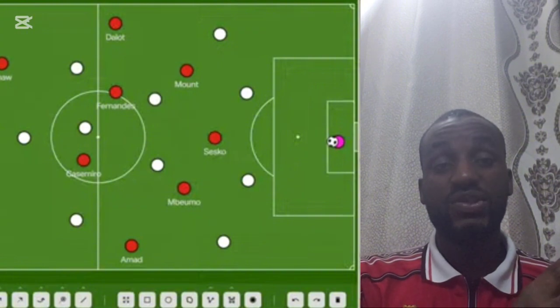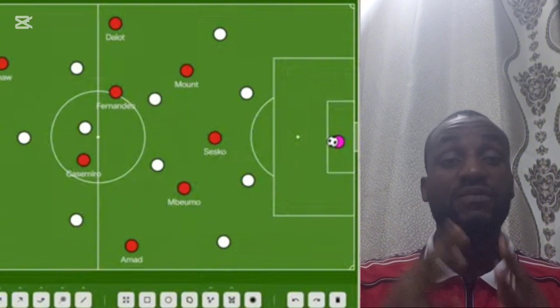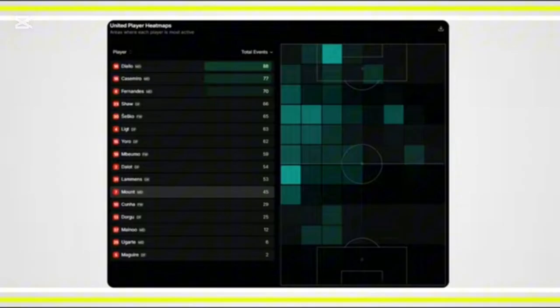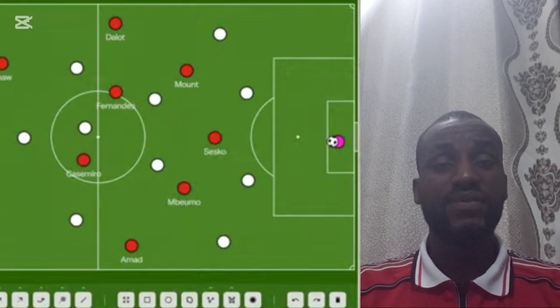He likes to hold his position. He doesn't like to drop deep all the time. He likes to stick to one position, and from his heat map you're going to find out that he was sticking to the left side area of the pitch. He was trying to create that weight and balance for Manchester United.